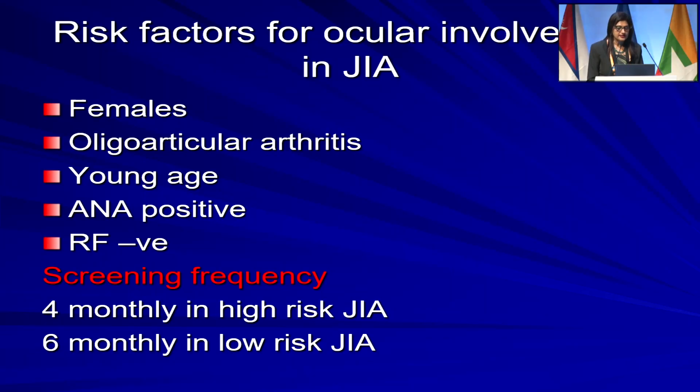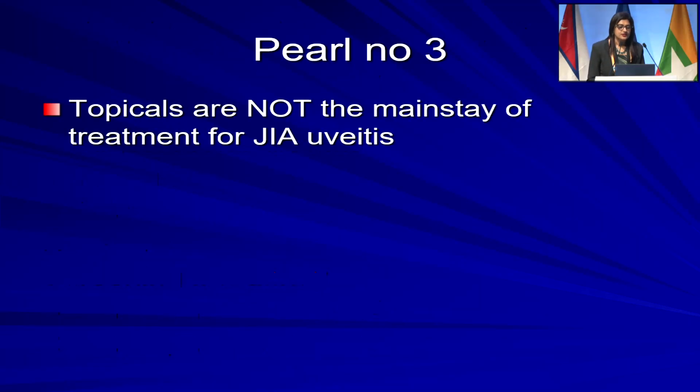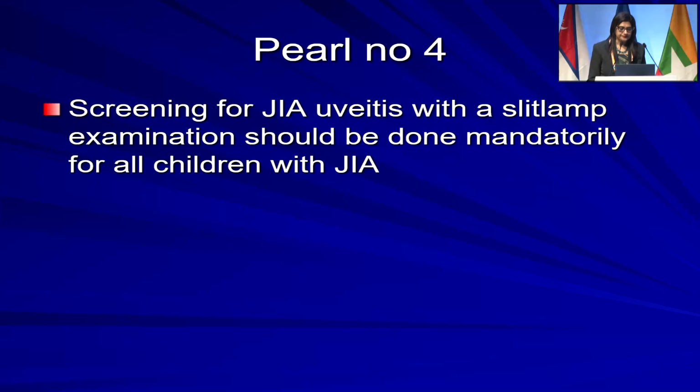We all know the risk factors: females, oligoarticular arthritis, young age, ANA positivity, RF negative. So in a high-risk JIA, you need 4-monthly screening, and in a low-risk JIA, 6-monthly. So my pearl number 3 for you is that topicals are not the mainstay of treatment for JIA uveitis. If you have a child who has an asymptomatic anterior uveitis with sequelae, you have no business starting the patient on topicals alone without sending the patient to a pediatrician or a rheumatologist for evaluation and, if needed, systemic immunosuppression. And pearl number 4 is that all JIA patients should be evaluated with a slit lamp examination.